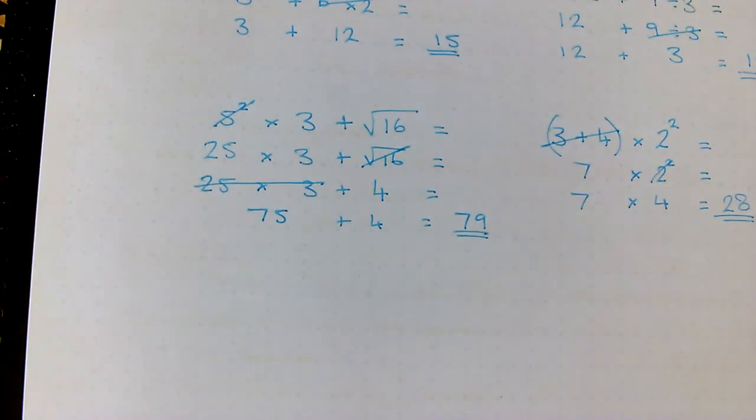Okay, and that is 6 examples of how you calculate using the order of operations.